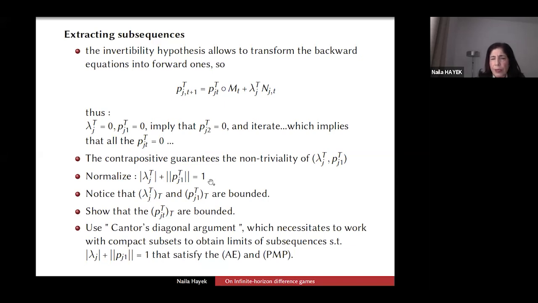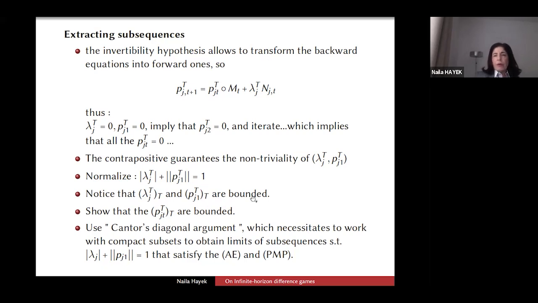Because for every big T, we have this equality. So for every T, lambda JT is less than 1. So the sequence, which is indexed by big T, is bounded. And the same for the sequence Pj1, which is indexed by big T. This sequence Pj1 indexed by big T is also bounded.